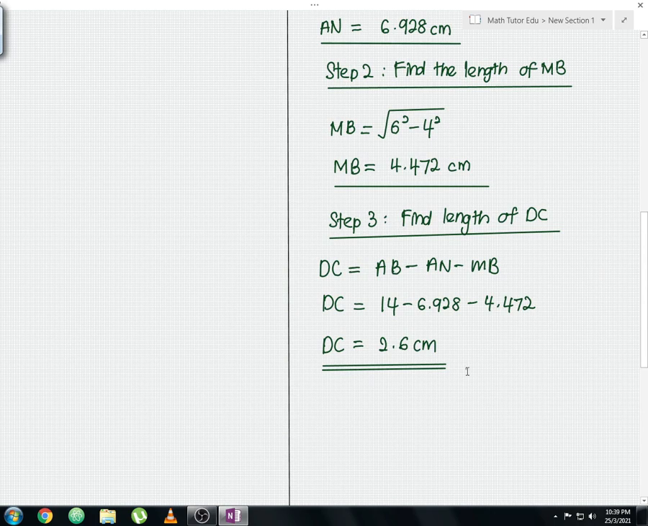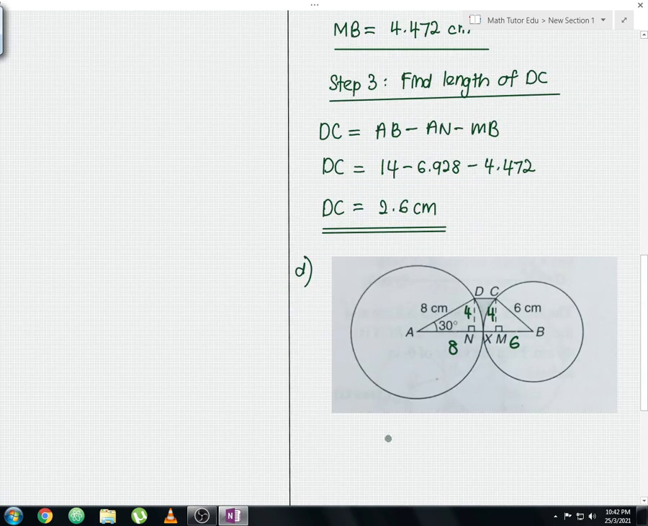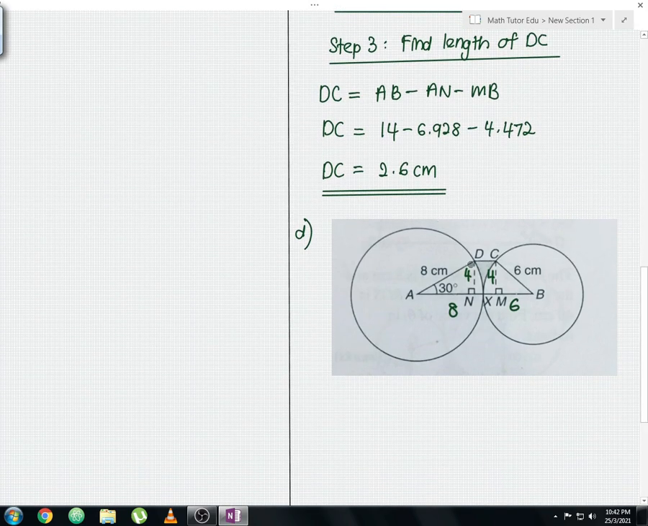From here let us proceed to the question part D. For the question part D, I think it's better for me to screenshot the image rather than scrolling up and down, and of course it will be easier for me to explain to you. So to find the area of the shaded region, the first step is we're going to find the area of the trapezium. Can you notice the trapezium over here?